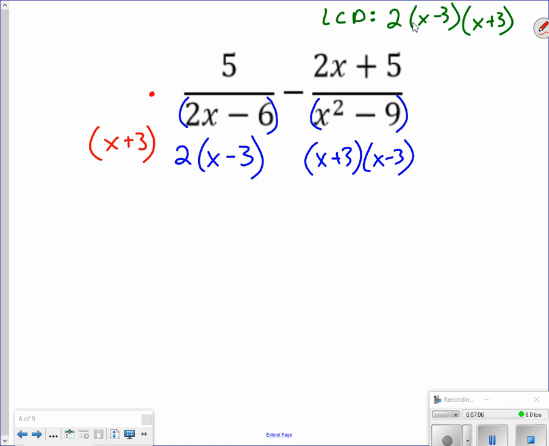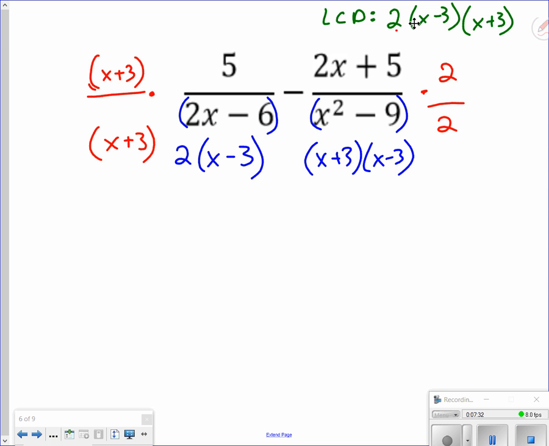So I multiply this fraction by x plus 3 over x plus 3. Okay? Same thing on the right now. I want to figure out what's missing from this denominator. It's just the 2 that's missing. So I multiply it by 2 over 2. Okay? So what I've done now is on the left, I'll just stay right here.